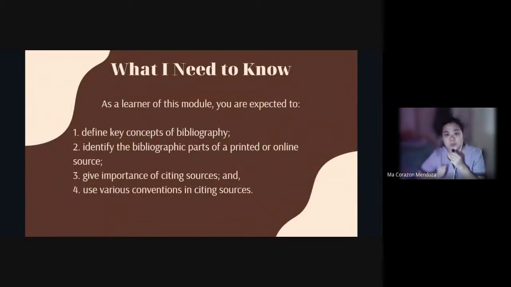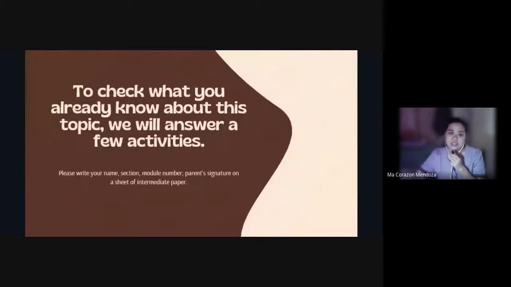So here are the objectives of this lesson, what I need to know. This is also in page 1 of your module. So as a learner of this module, you are expected to, number 1, define key concepts of bibliography. Number 2, identify the bibliographic parts of a printed or online source. 3, give importance of citing sources. And 4, use various conventions in citing sources.